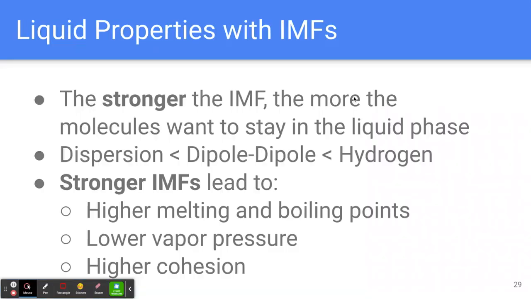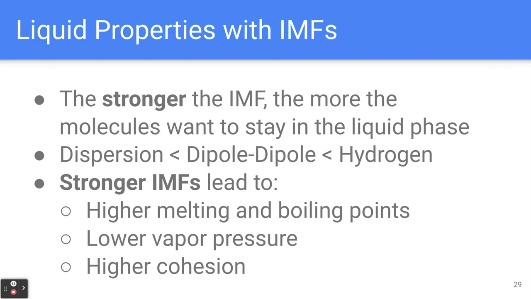So why do we care about this? Well, it all has to do with those properties we already talked about. So the liquid properties with IMFs, the stronger the IMF, the more the molecule wants to stay in the liquid phase. That's what we really need to think about. The stronger the IMF, the more attraction we have to keep those molecules in the liquid phase. And so if we think about the strength, remember dispersion is the weakest, dipole-dipole is in the middle, and hydrogen bonding is the strongest. So stronger IMFs lead to higher melting and boiling points. That's because those particles want to stay in the solid or liquid phase more than they want to go into the gas phase.